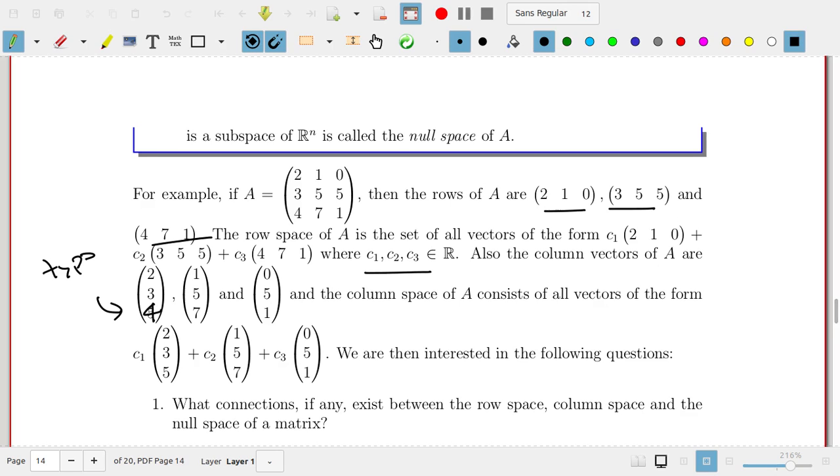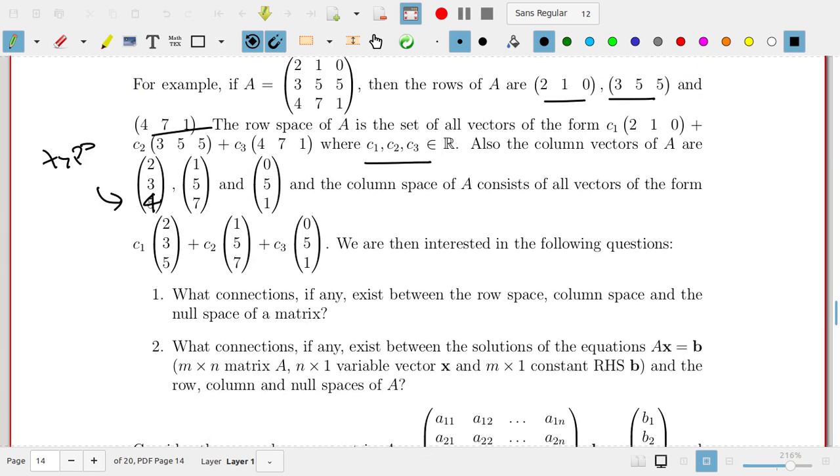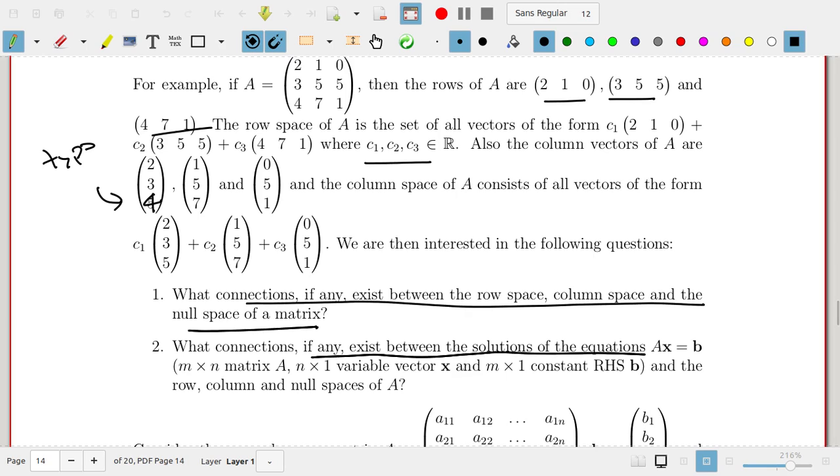So we are then interested in the following questions. What connections, if any, exist between the row space, column space, and the null space of a matrix? And what connections, if any, exist between the solutions of the equations Ax equals V, where A is an m by n matrix, x is an n by 1 variable vector, and V is an m by 1 constant on the right hand side, and the row, column, and null spaces of A?